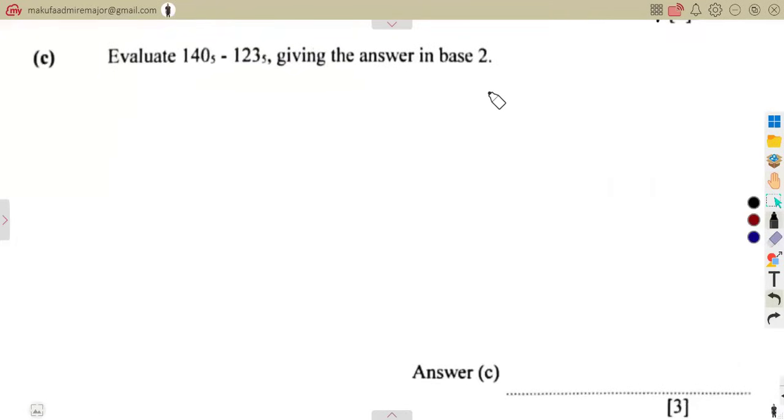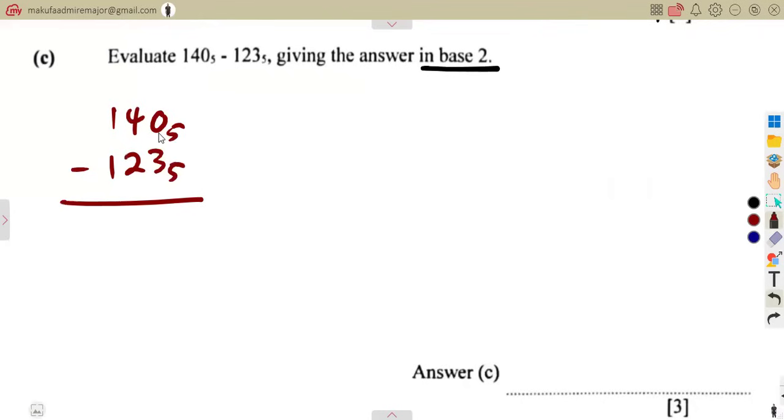Then evaluate this, giving the answer in base 2. These numbers are in base 5: 140 base 5 minus 123 in base 5. You can just subtract in base 5. 0 minus 3, that is impossible. Remember, you add the base here. 5 plus 0, that's a 5. You give a 1, that will be a 3. All right. 5 minus 3, that is 2 in base 5. 4 minus 3, which is 1. 1 minus 1, that's a 0 there. So I've got 12 in base 5.